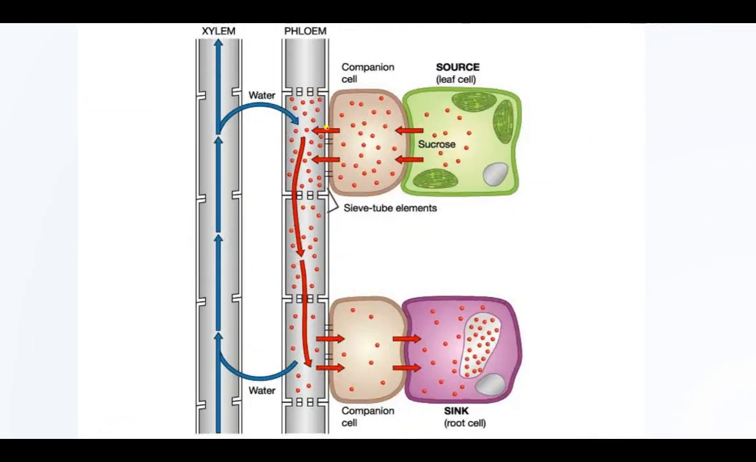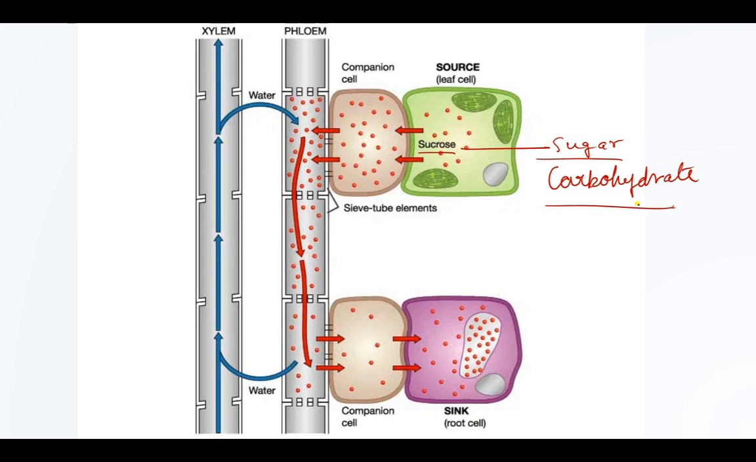Yes, from this image it is quite clear. Suppose this is the leaf. It is the source of food. Suppose this is sucrose. Sucrose is what? It is a type of sugar, or broadly you can say it is a carbohydrate.